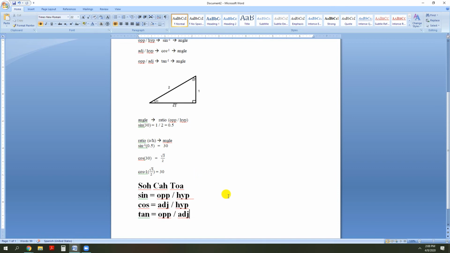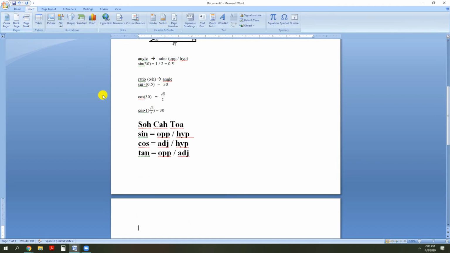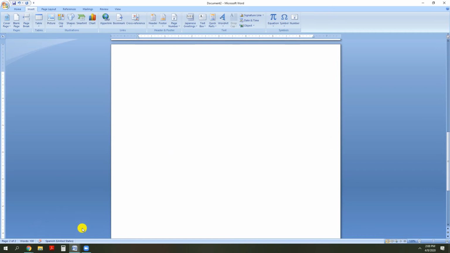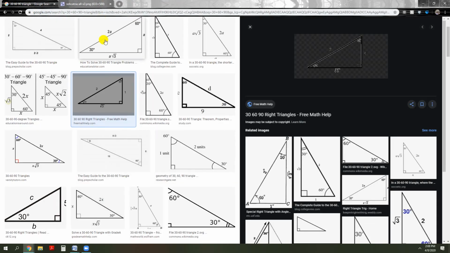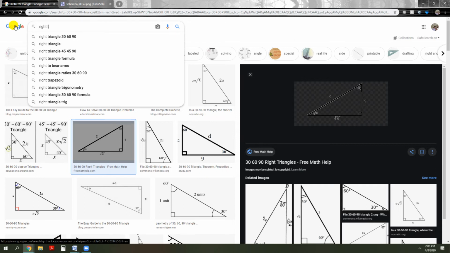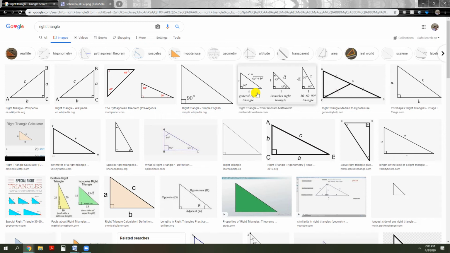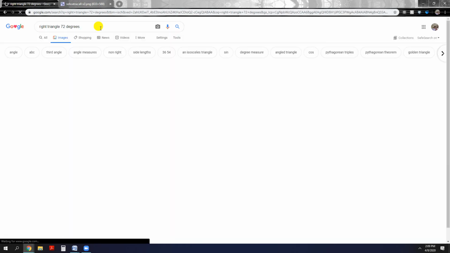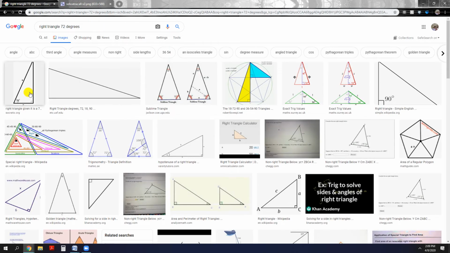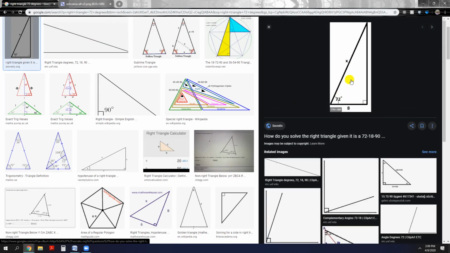Let's actually do one where we don't know all this information yet. Dump ourselves back down to 12. So not huge. Okay, let's just give ourselves a random right triangle. Okay, let's say 72 degrees. Yay, somebody made one for us. Okay, so we'll just copy this one right here.